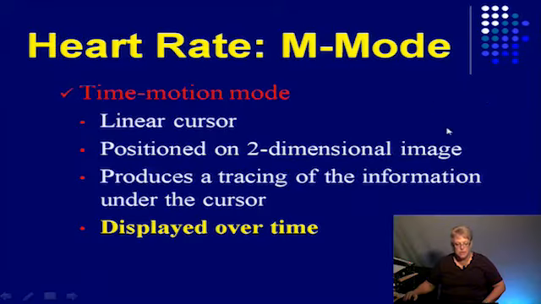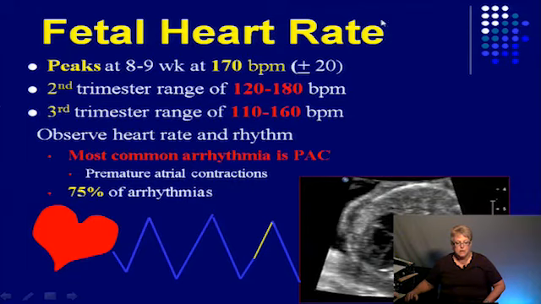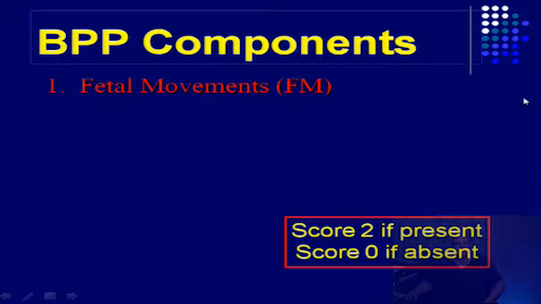Doing that heart in M-mode again, displaying it over time. Again, use the M-mode unless you can't get it because of position or maternal size. And in the third trimester, sometimes it's hard to get it. Then you can go ahead and use the Doppler. Again, your normal heart rates and looking at your BPP components.